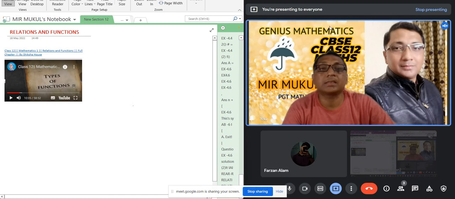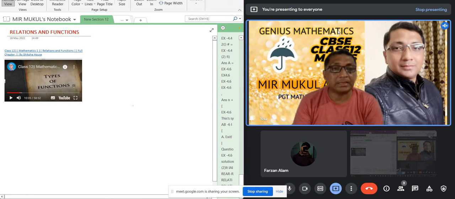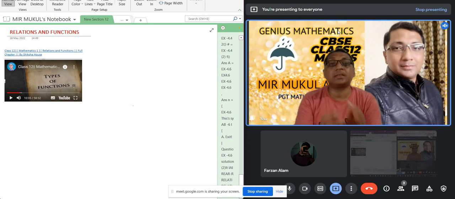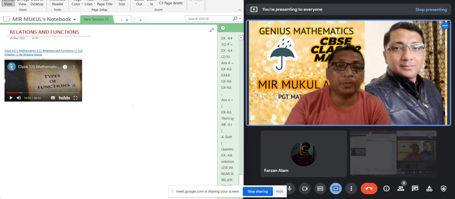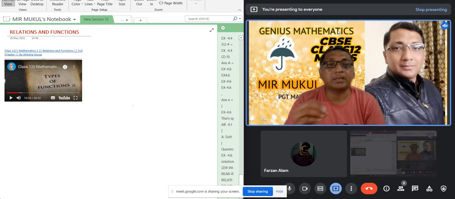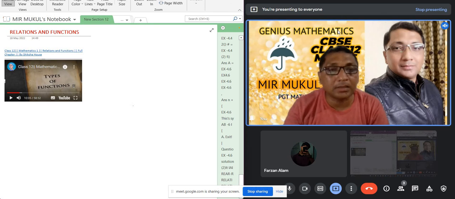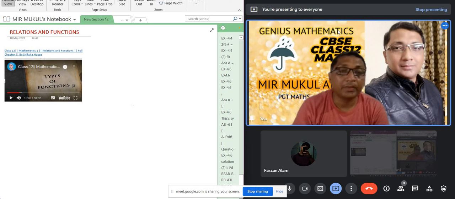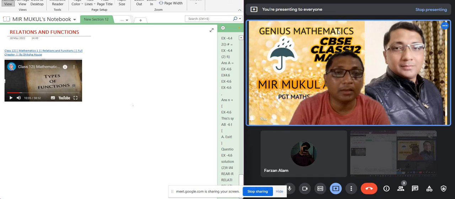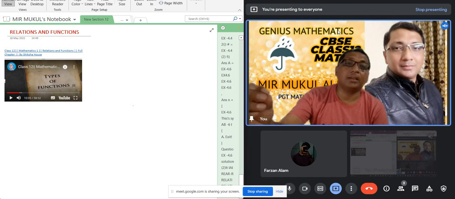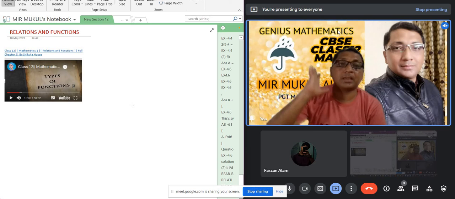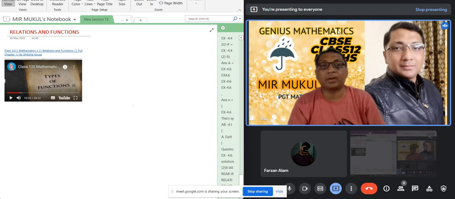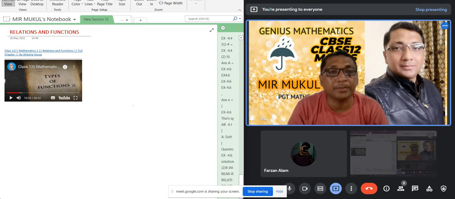Now we'll start the exercise. This much is required: reflexive, symmetric, transitive, and equivalence relation. If you want to prove an equivalence relation, you have to prove whether it is reflexive, symmetric, and transitive. For reflexive, the reflection should be there for all elements. If A contains 3 elements, then all 3 reflections should be there. Suppose 2 elements' reflection is there and 1 is not, then you can't say that it is reflexive.